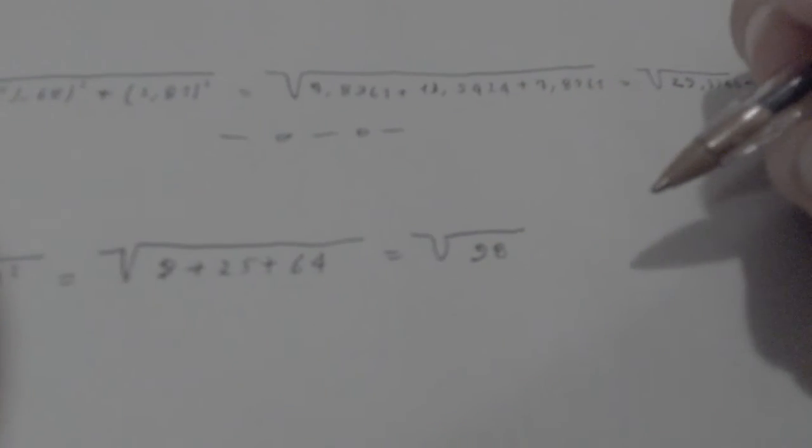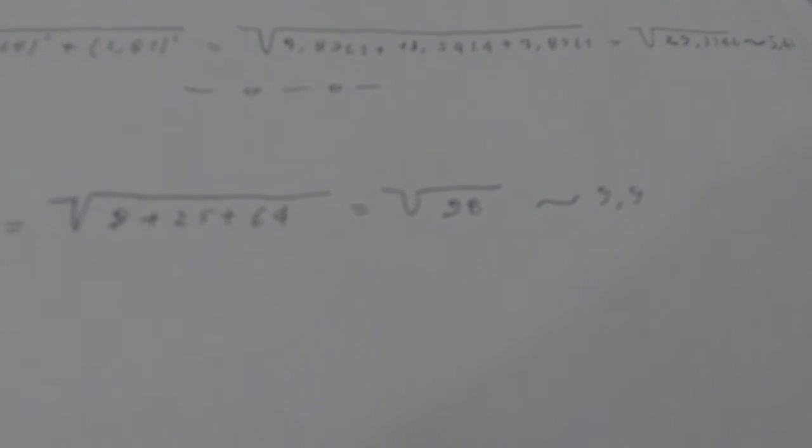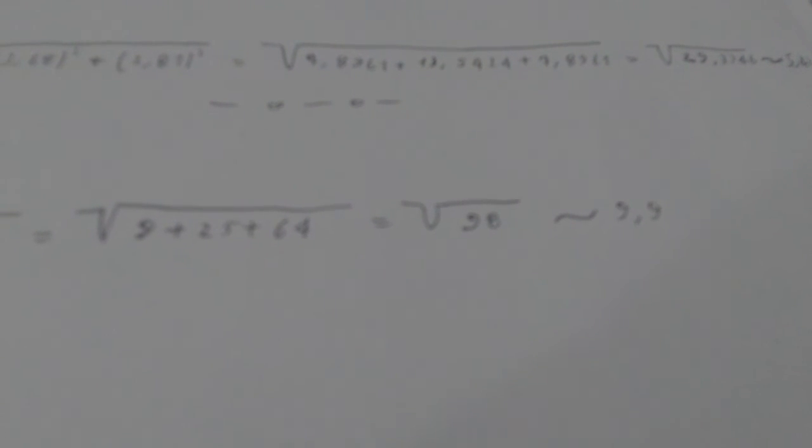crap, what a bad example. I've got to use my calculator again. This is about 9.9. Okay, this is pretty much it. This is how you find the norm of a vector.